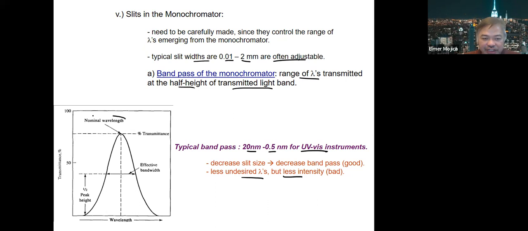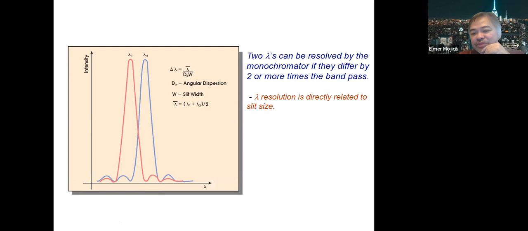So let's say this is your target. Depending on the slit size, you can make it either wider or narrower, because you want the center to be the wavelength that you want. You can also have two wavelengths that can be resolved by the monochromator if they differ by two or more times the bandpass. So usually the wavelength resolution is directly related to the slit size.